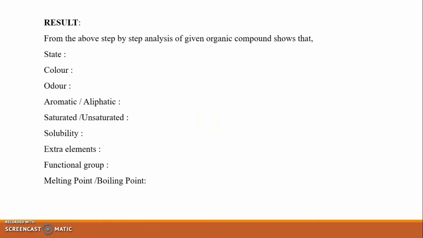Upon completion of this step-by-step analysis of this organic compound, you have to report the result in this sequence: state, color, odor, aromaticity, whether this compound is aromatic or aliphatic in nature, saturation or unsaturation, then solubility, then extra elements present in this organic compound, functional group, taste, and physical constant of the given organic compound. This is the sequence of reporting of this result.